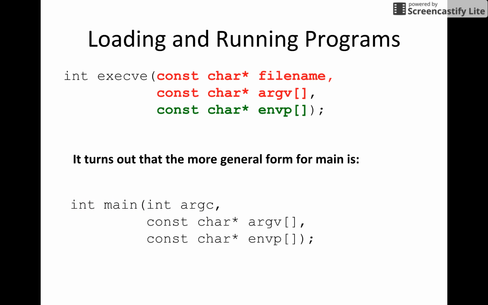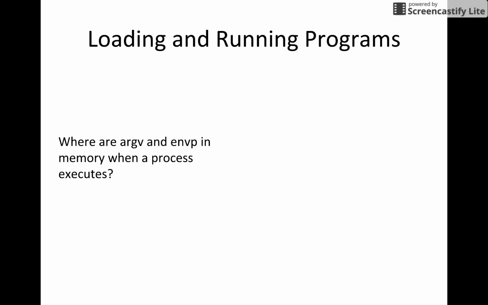And what's interesting enough is it turns out that there's a more general form for main, as we can see here, where we have the int argc and the array of character pointers argv for the command line arguments, as well as the program and the 0th entry. And then there's a third parameter, which is the table of environment variables.